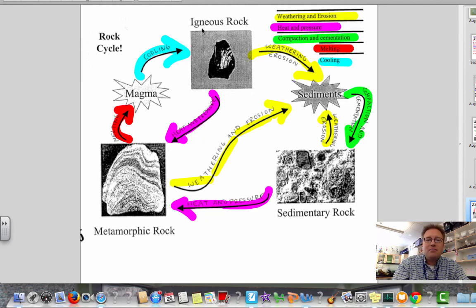But notice how these processes move around. Be sure to understand the processes, not just the three different rock types and why they're different, but the three different processes. Okay. Whew. Those are our review notes.